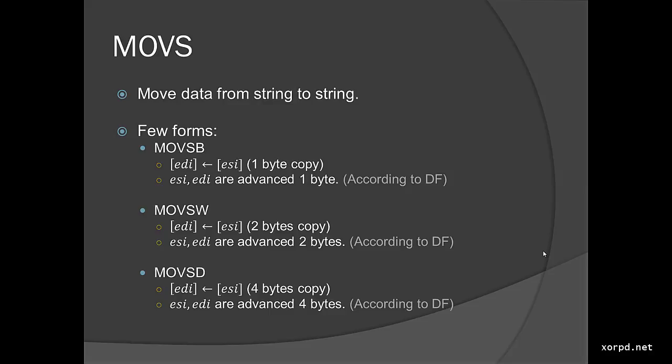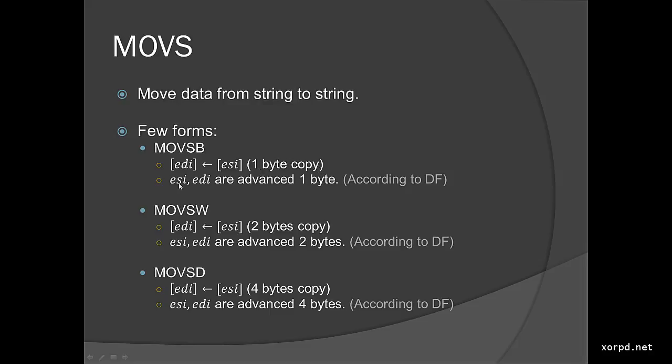The next instruction we are going to talk about is MOVS. This instruction stands for move data from string to string. As usual, it has a few forms. The first one is MOVSB, where B stands for byte. This instruction basically takes 1 byte from the address pointed by ESI and copies it into the memory pointed by EDI. This is a 1 byte copy.